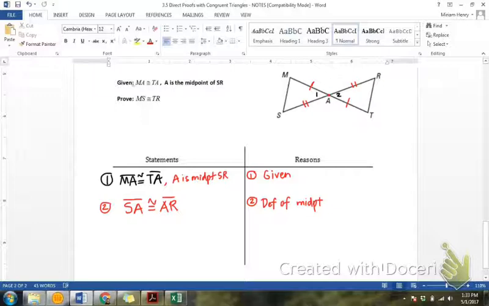Okay, so we know that vertical angles are congruent. So angle 1 and angle 2 are congruent. So if we mark it, we can write it. Angle 1 is congruent to angle 2. And what's the reason for that, guys? Vertical angles.